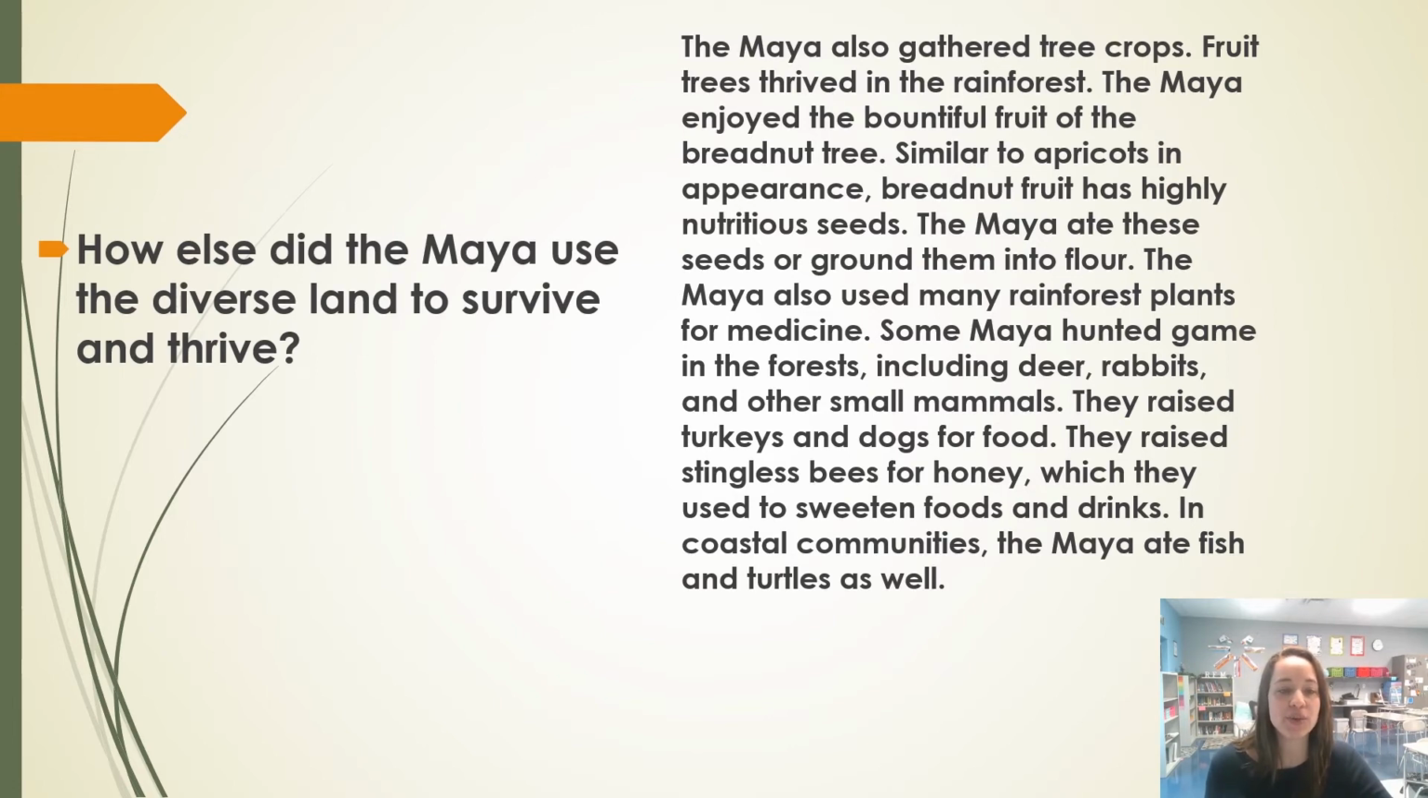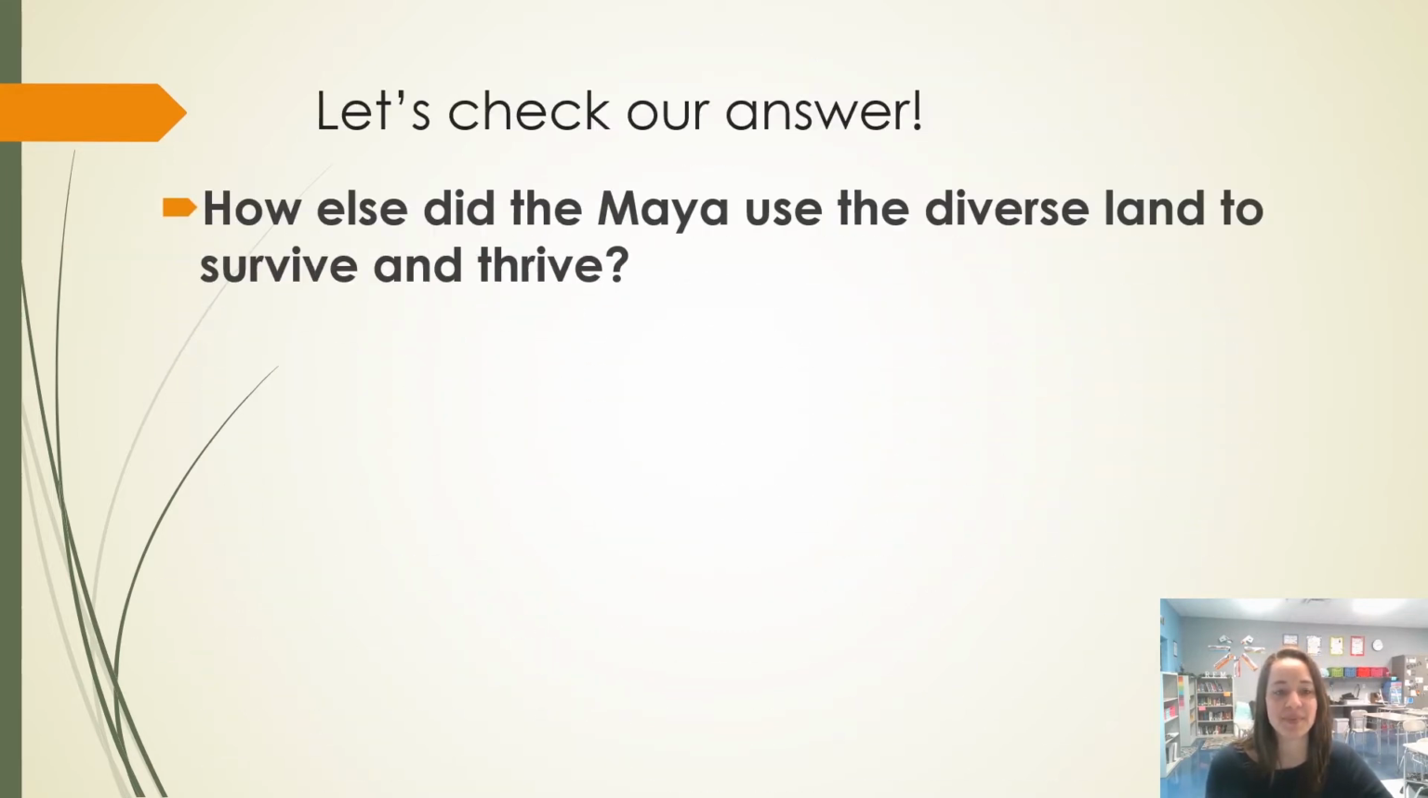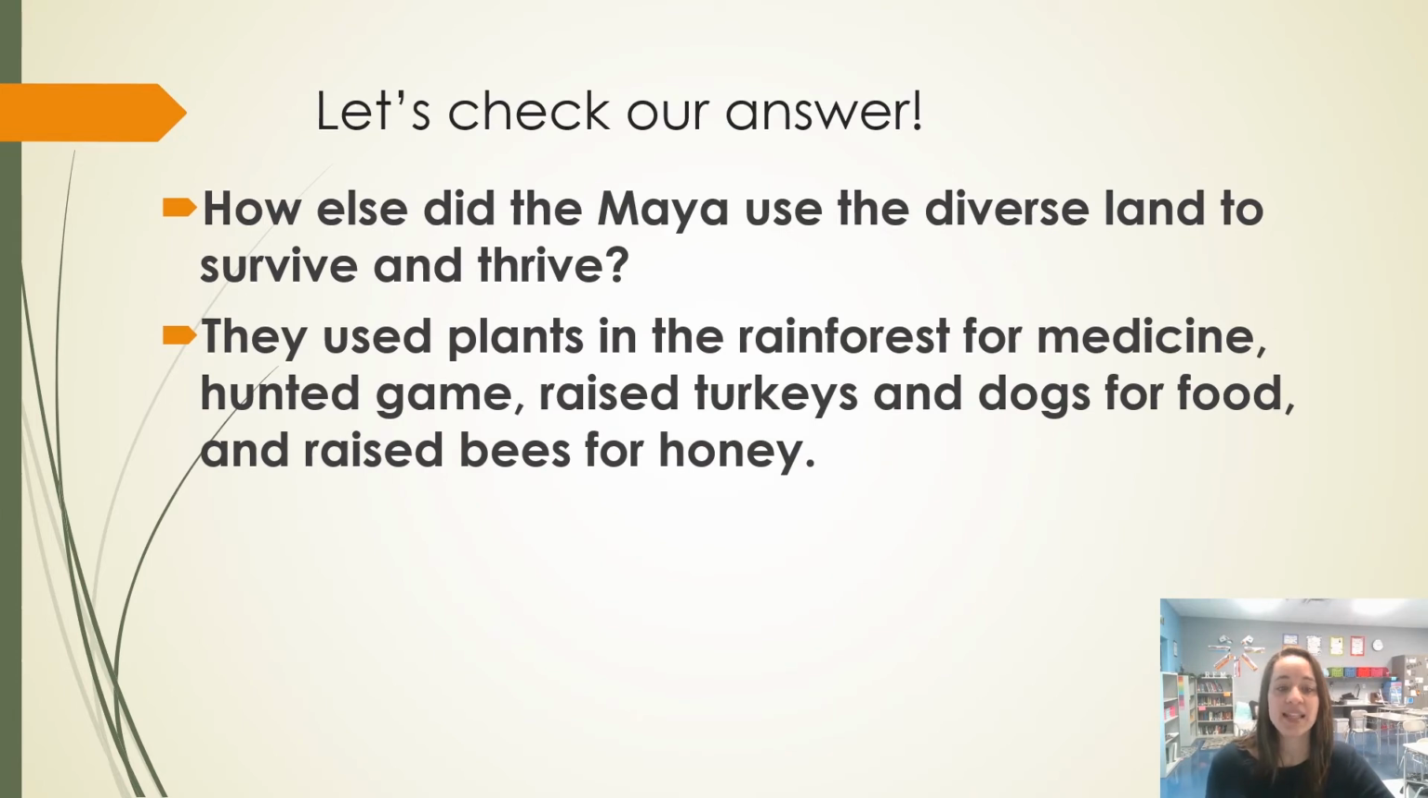How else did the Maya use the diverse land to survive and thrive? Let's check our answer. How else did the Maya use the diverse land to survive and thrive? They used plants in the rainforest for medicine, hunted game, raised turkeys and dogs for food, and raised bees for honey.